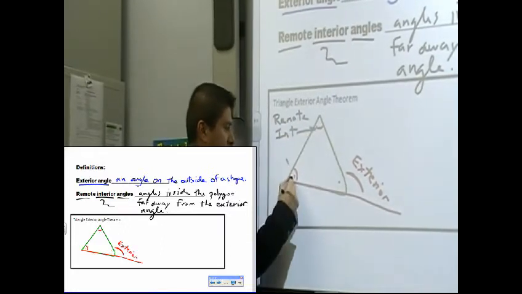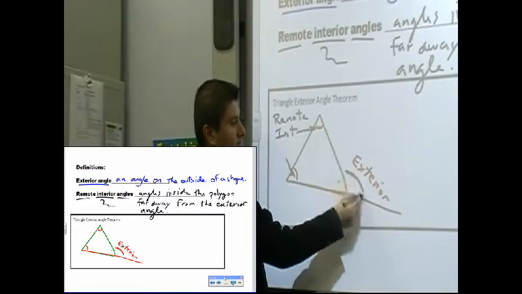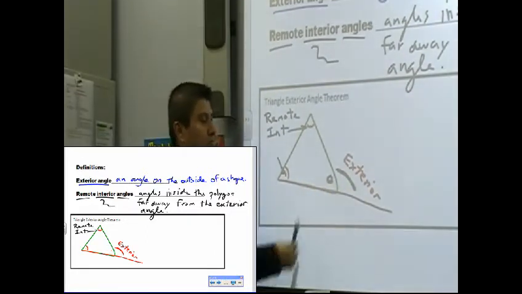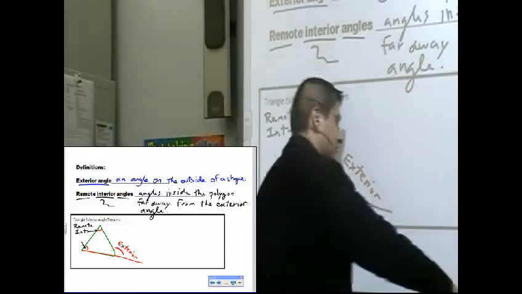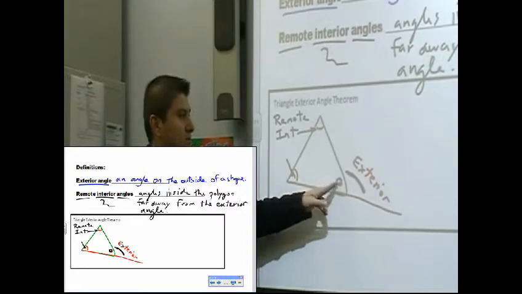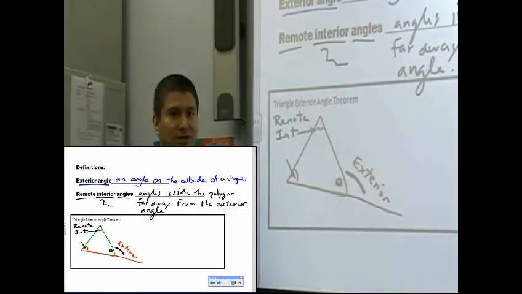Because they're inside and they're far away from this little fella. This guy is interior, but he's right next to it, so he's not remote. Remote means removed from, far away from. So these two are remote interior angles. This one is not, because it's right next to the exterior one.